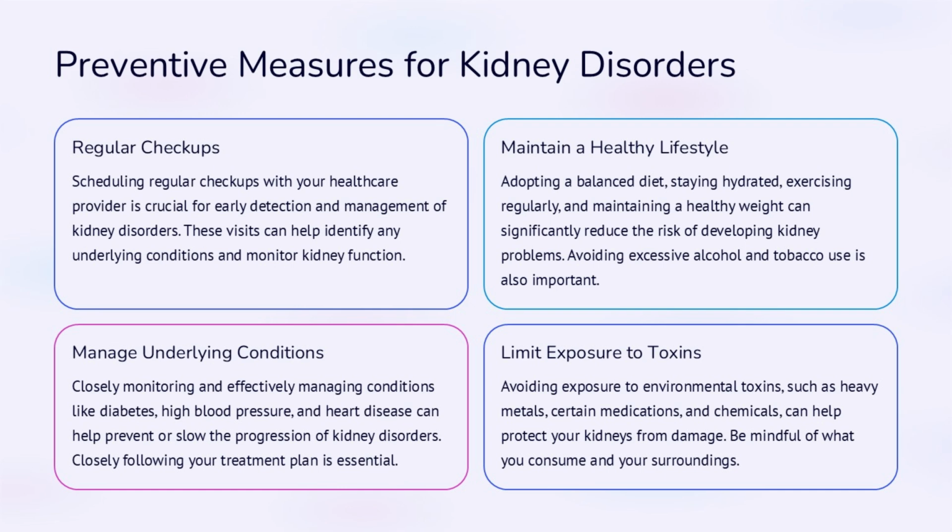Closely monitoring and effectively managing conditions like diabetes, high blood pressure, and heart disease can help prevent or slow the progression of kidney disorders. Closely following your treatment plan is essential. Avoiding exposure to environmental toxins, such as heavy metals, certain medications, and chemicals, can help protect your kidneys from damage. Be mindful of what you consume and your surroundings.